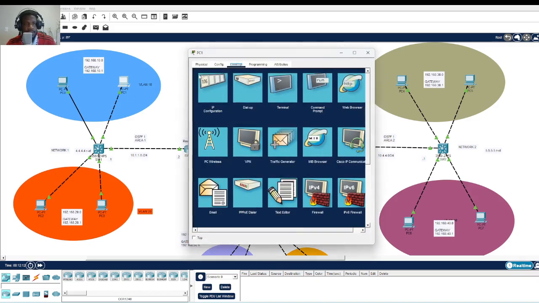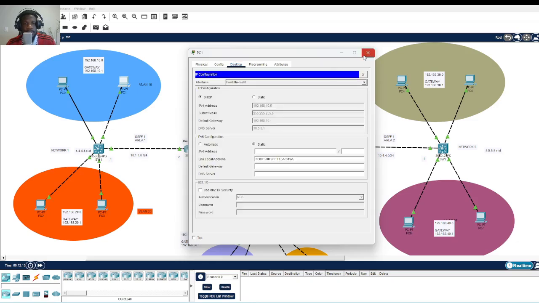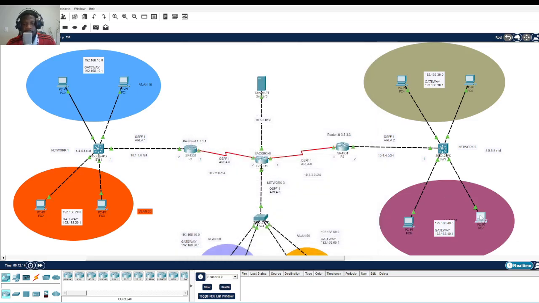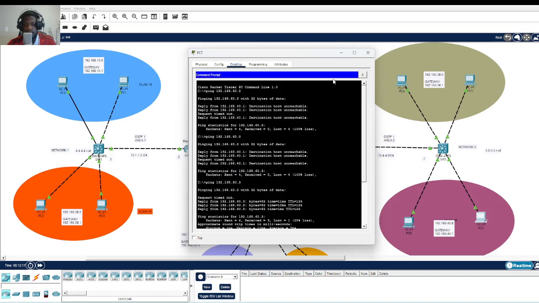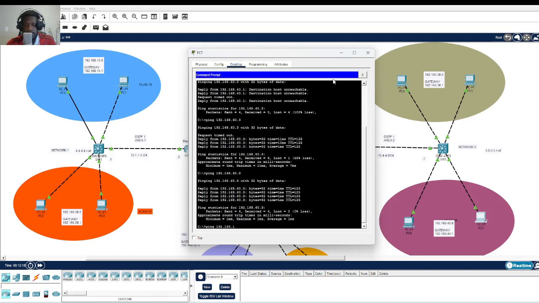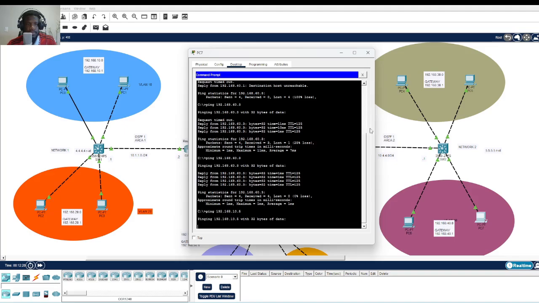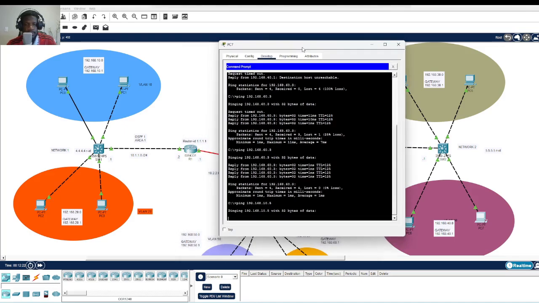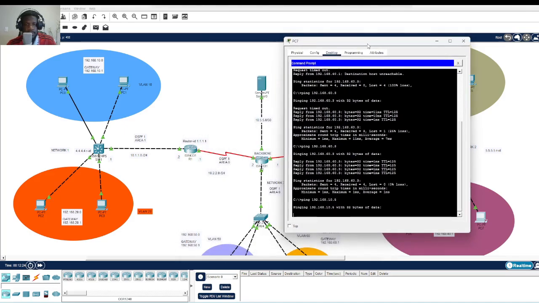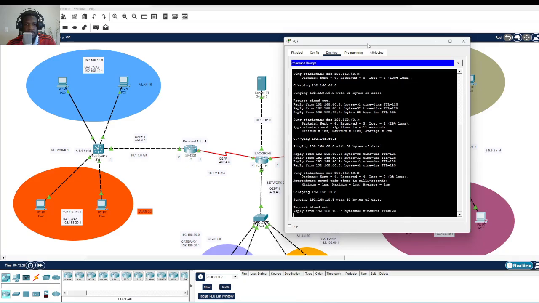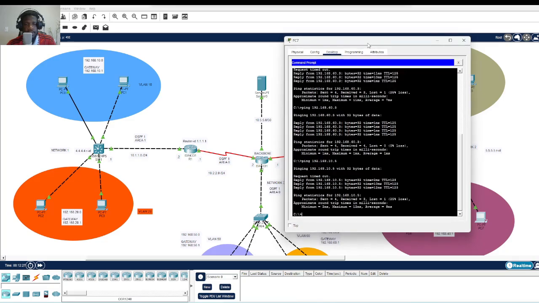Let me do another ping test from VLAN 10. This is 10.5. Let's go over here. Okay, nice. So as you can see, OSPF is working.